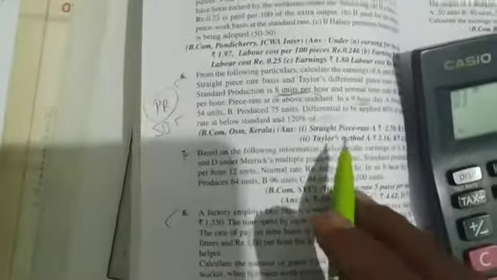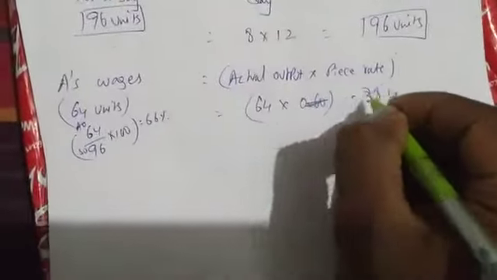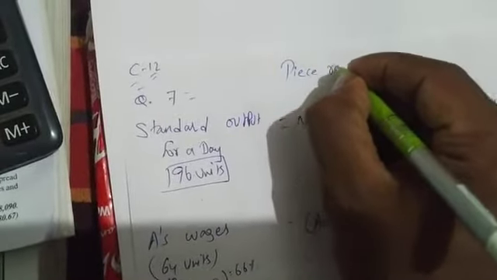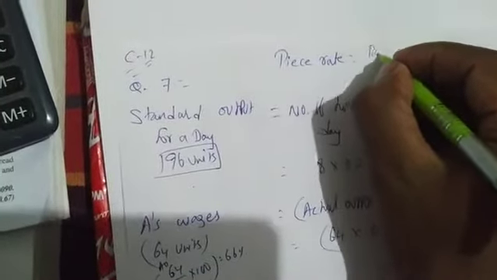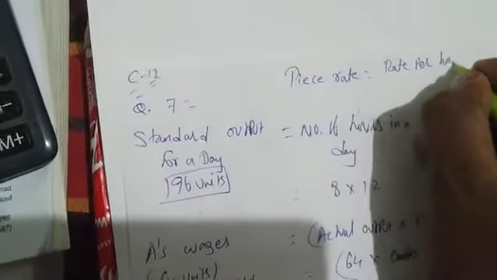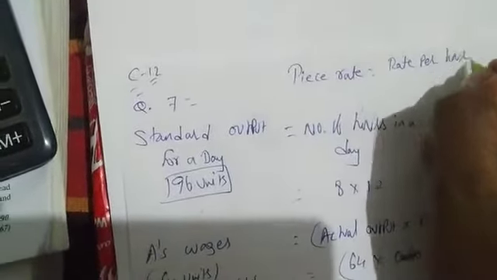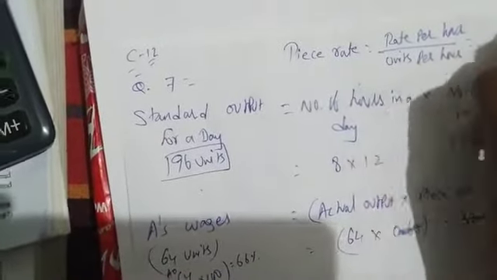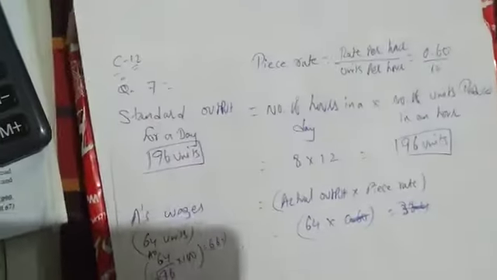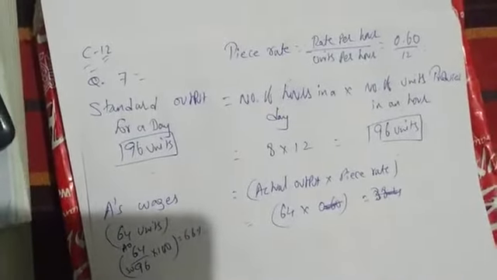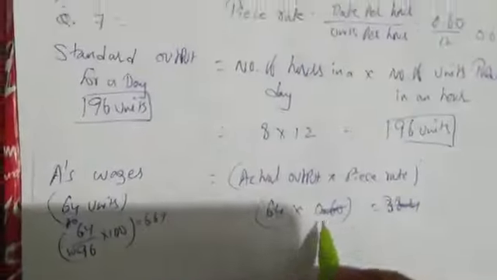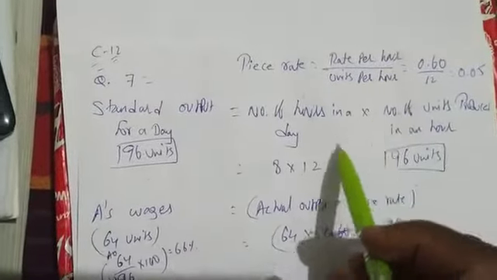We have to find out the piece rate also. Mistake. This is the rate per hour, normal rate per hour. We have to find out the piece rate. Let me find piece rate here: rate per hour divided by units per hour. 0.60 divided by 12, we have 12, right? 0.60 divided by 12 is 0.05. In the problem, both things we have to find out, the normal piece rate and the standard output also.